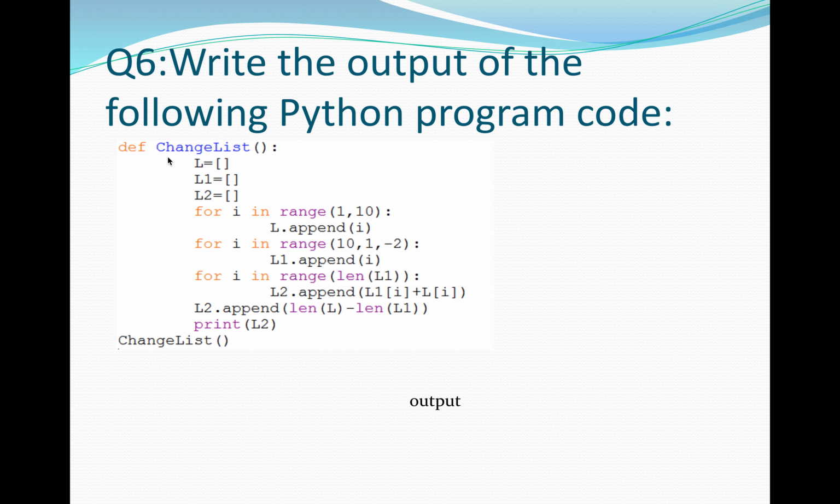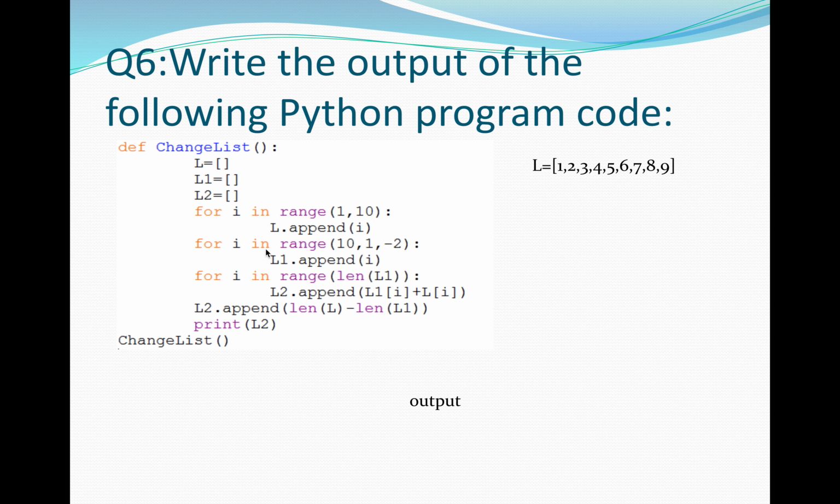Here one function is given, change list. Then when we are calling the function, 3 empty lists are created. For I in range 1 to 10, L dot append I. What does it mean? We already studied that the range function returns values 1 to 9. So for L1, for this I, what are the values? 1 to 9.